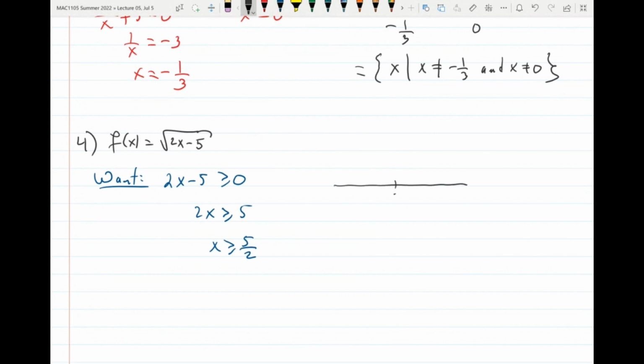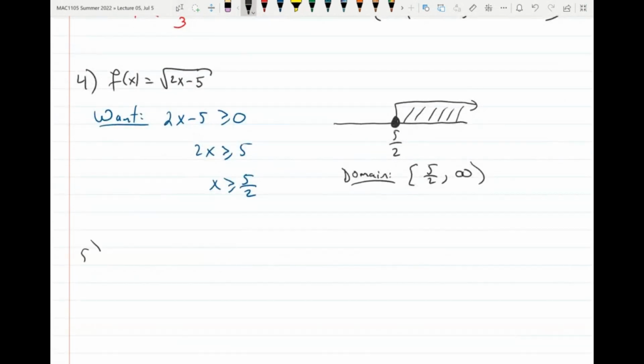So in other words, here is 5/2. Do we want 5/2 to be part of the solution? Yes. So we draw a closed circle. Where do we go, right or left? We go right. Anything to the right of 5/2 is good for us. In other words, the domain is bracket 5/2, comma, infinity. Okay, questions? Do you understand this?